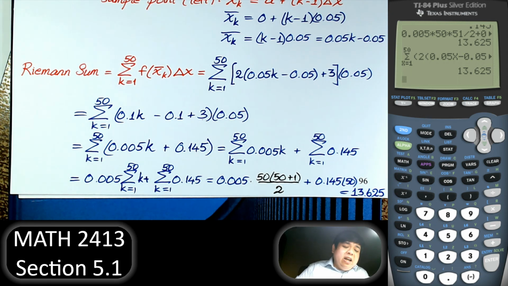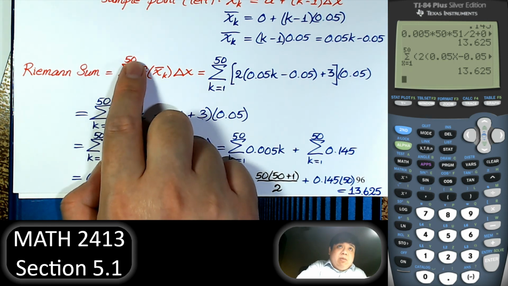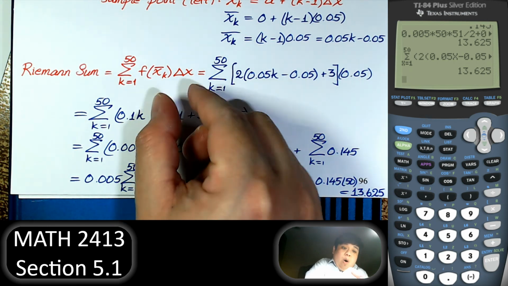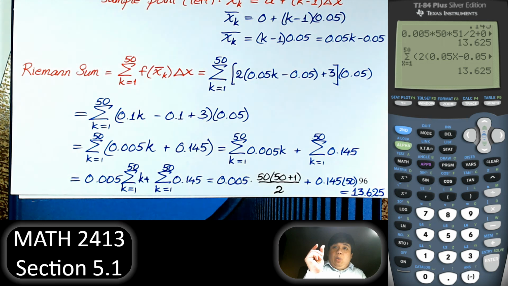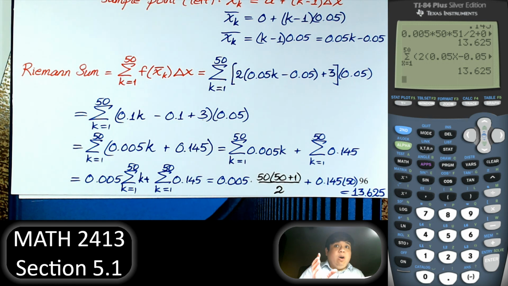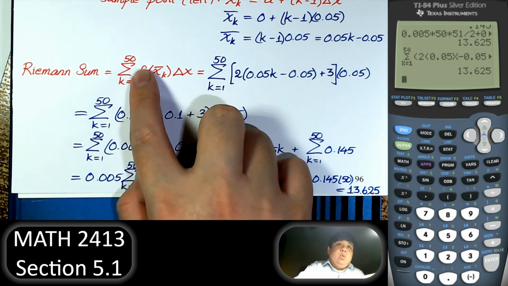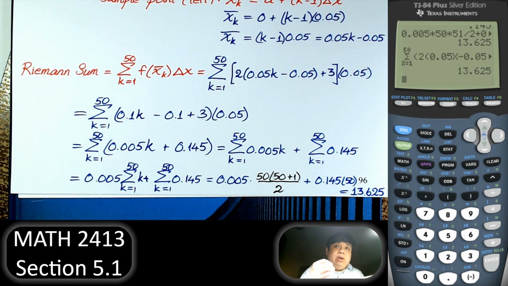Right. The idea here is we can use the number of rectangles. If we take the number of rectangles to infinity, or we take delta x, the width of the interval, to zero, if we have infinitely many rectangles, the area under the curve is no longer an approximation. If the number of rectangles goes to infinity, we actually calculate the area under the curve. But that is the next section. That's all we have for this section.